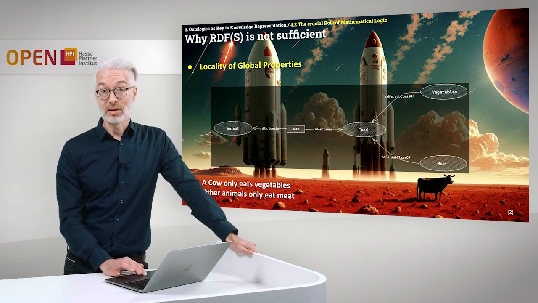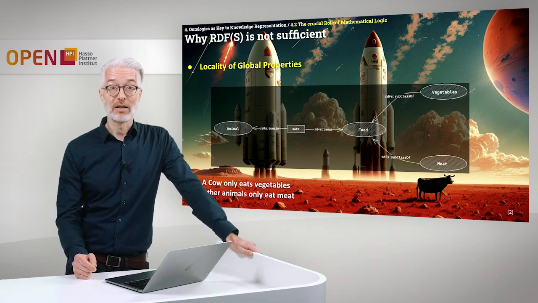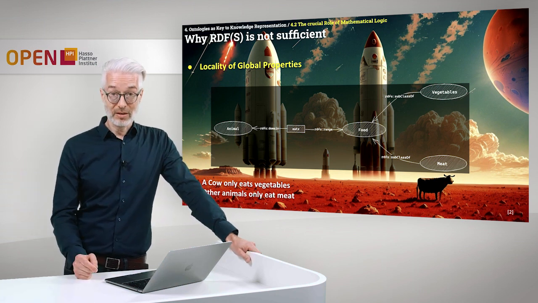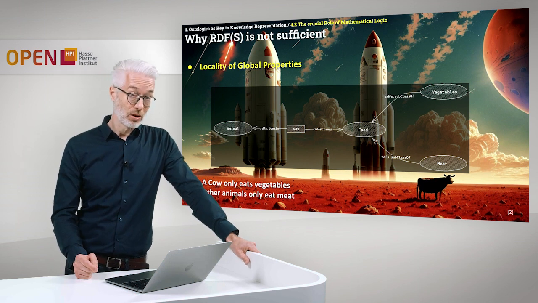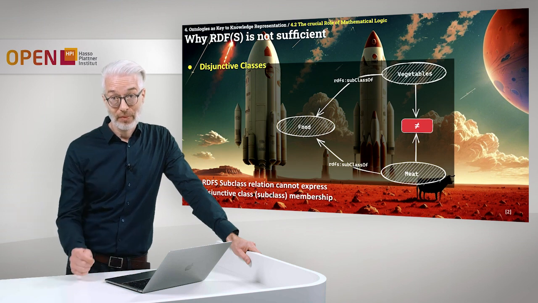So if we here simply denote that cow is an animal, it's not clear that the cow only eats vegetables, so we can't do that. So this is called locality of global properties, and this is a thing that is crucial and not possible with doing it in RDFS. But it's not the only thing.